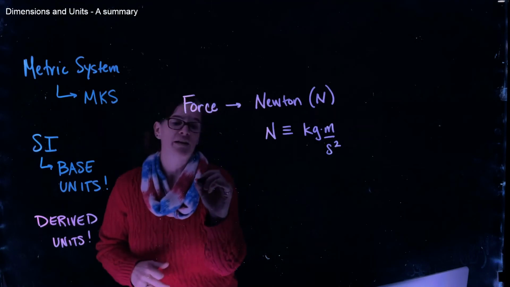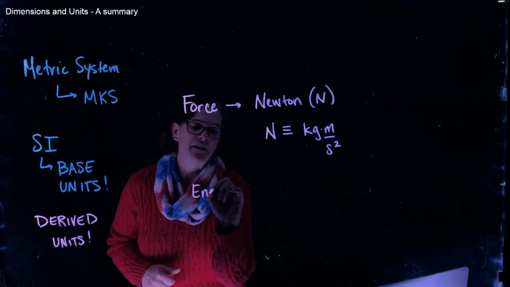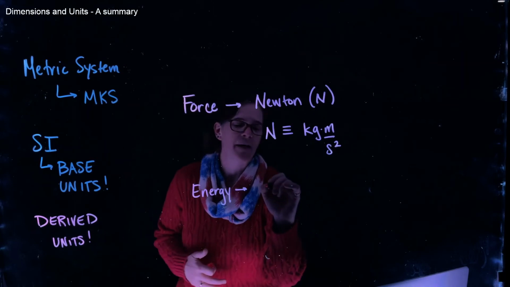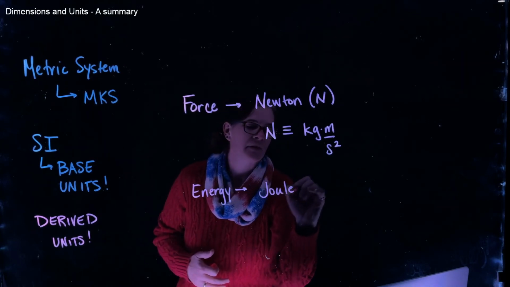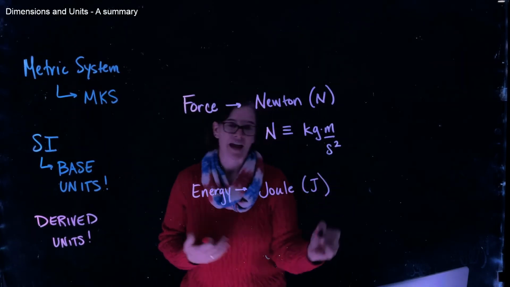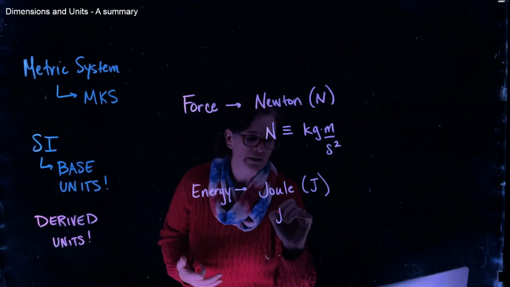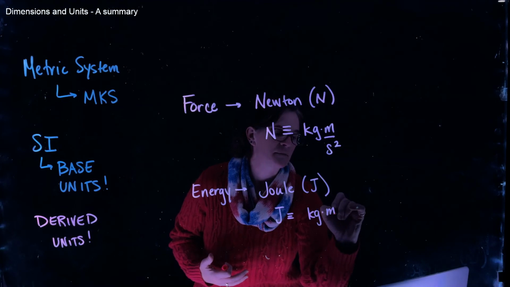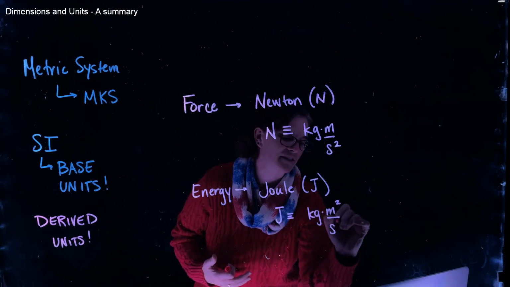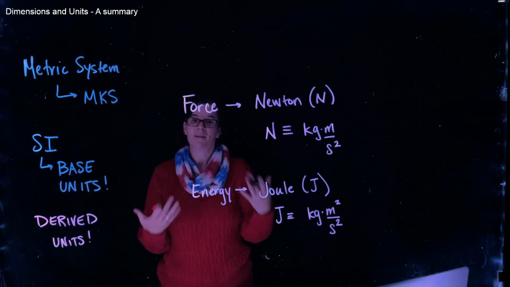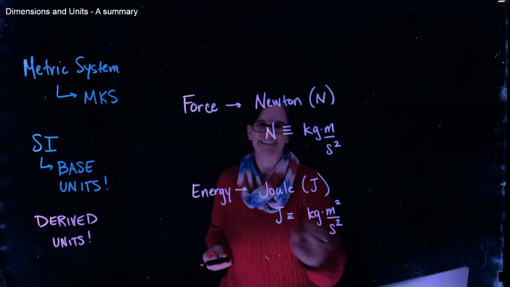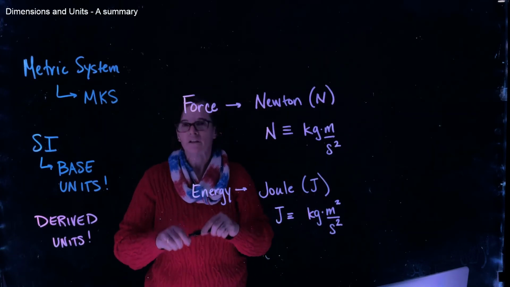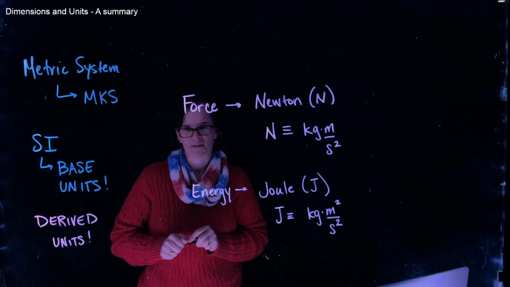Another physical quantity example would be energy. Energy we describe as a joule. We use the capital letter J. A joule is made up of kilograms times meters squared per second squared. So fundamentally, energy is in joules, but is made of kilograms times meters squared per second squared.